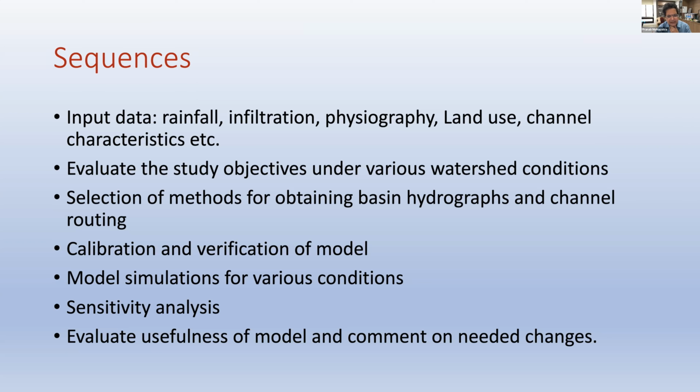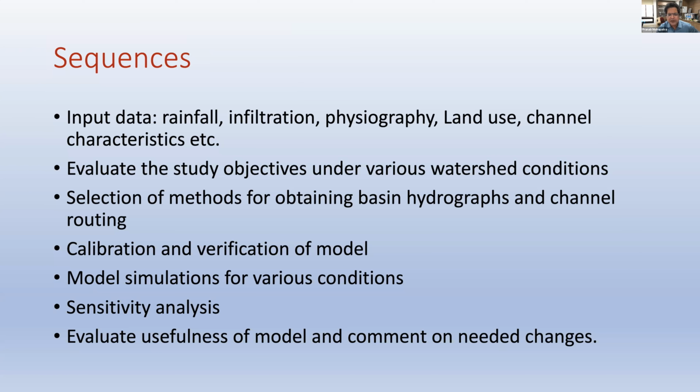And selection of methods for obtaining basin hydrographs and channel routing, calibration and verification of the model. This is extremely important. You may have a model, and today's models, even if you don't use any data, will run. They will give you some numbers and colorful graphs. So you may be very happy because it is being computed by the computer. How can a computer make an error? That is not correct. So this calibration process is extremely important. If you have some observation data, you must compare your results from the model with the observed data. That way you can fine tune the so-called model parameters.